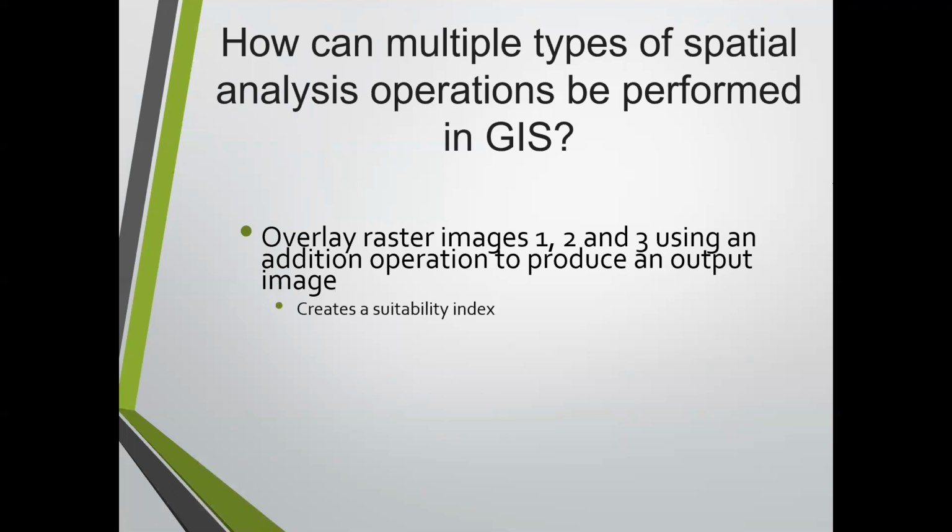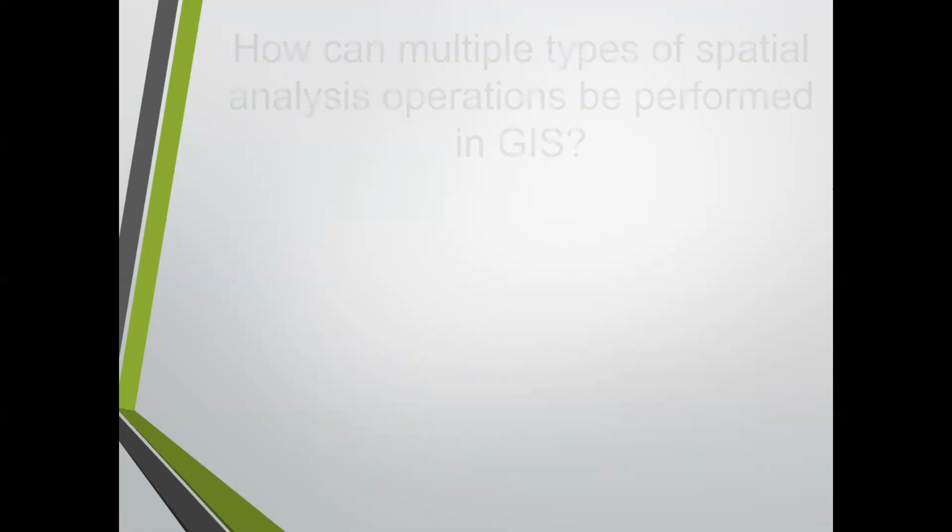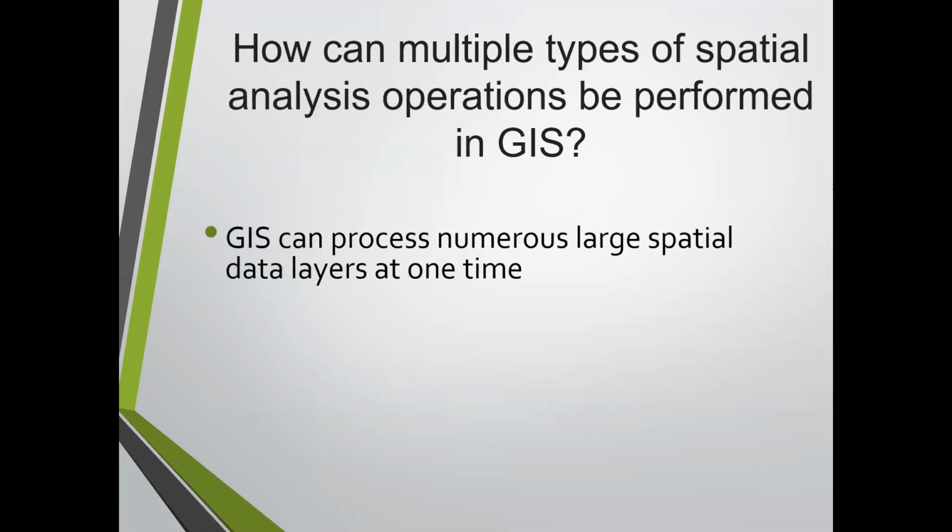So what that did was create a suitability index that contains a wide range of options, and then we could look at those and do further analysis. In this case, the highest numbers are the most suitable. 13 is obviously the most suitable in that situation. 12 and 10 were okay, possible alternatives, but they're not the best. 7's mediocre, and you would probably weed that out. And those are unacceptable.